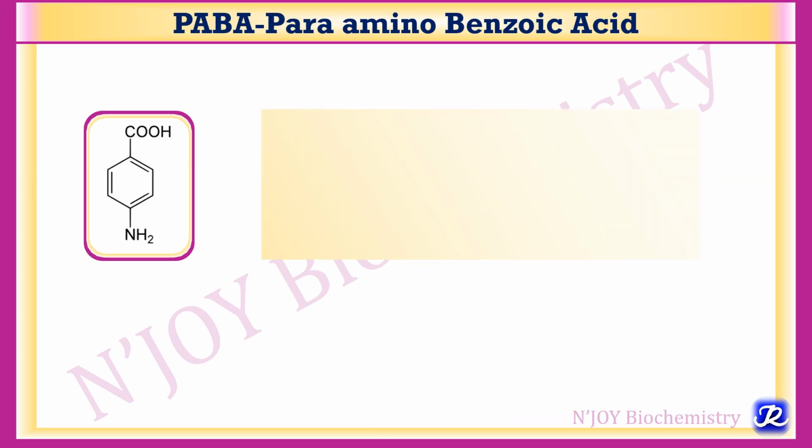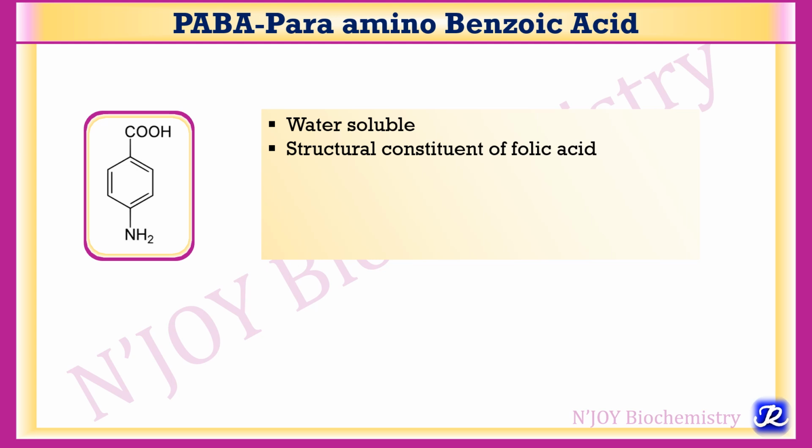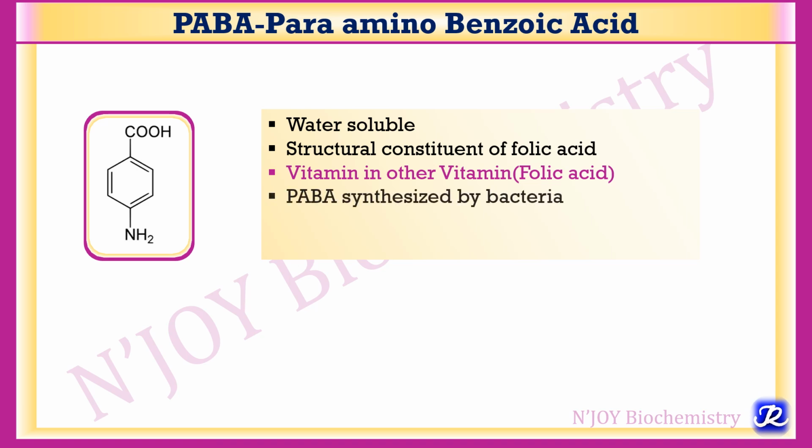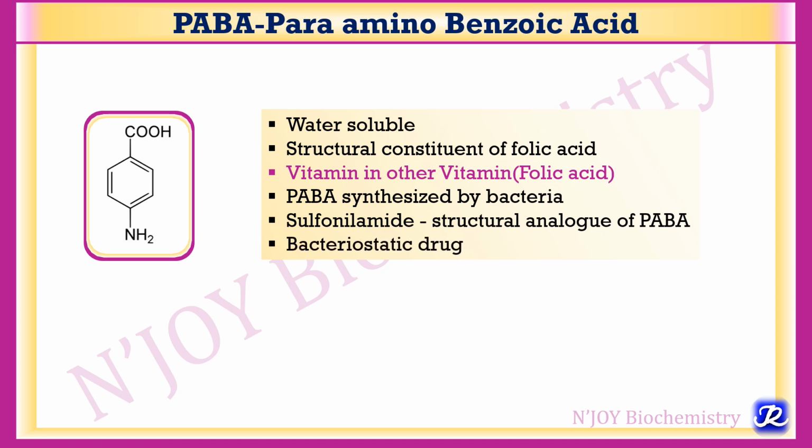The fourth vitamin-like substance is PABA, that is para-aminobenzoic acid. It is water soluble. It is a structural constituent of folic acid, and that's why it is termed a vitamin within another vitamin, because the PABA is present in the folic acid. It is synthesized by bacteria because it is required for the growth of bacteria. Sulfonamide is the structural analog of PABA, and it is used as a bacteriostatic drug.